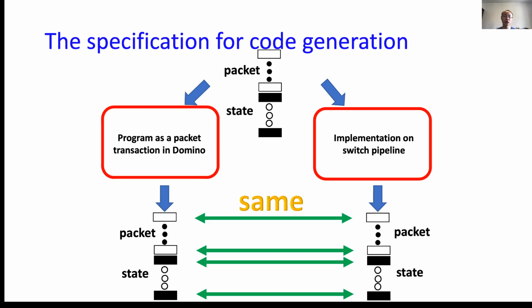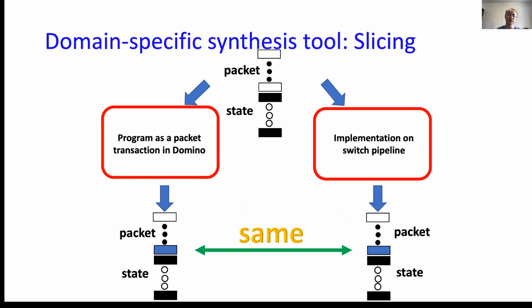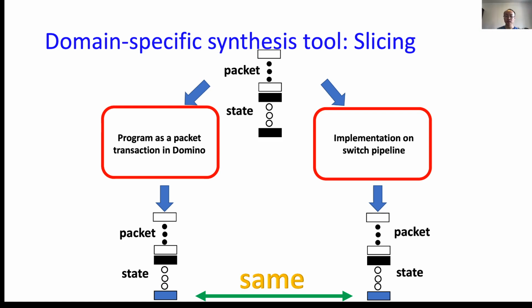So here comes our slicing algorithm. We only need each slice to guarantee that some portion or some components inside these packet plus state vectors are the same. For example, in this case, we only need to guarantee the first member and the last member in the packet vectors are the same, and likewise the first member and the last member in the state vector.